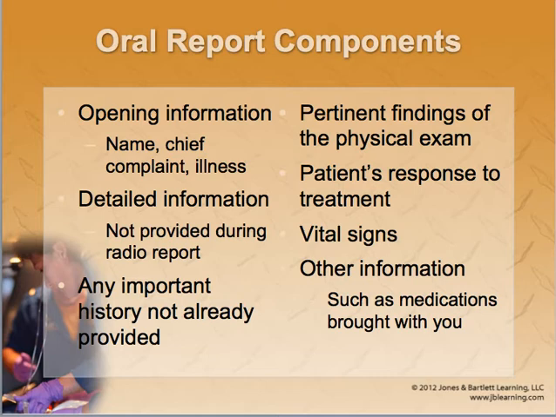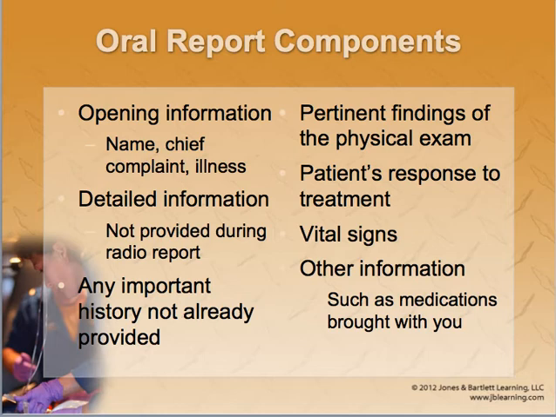Detailed information. This is any information not provided during the radio report. However, the receiving nurse may not be the same person that received your radio communication, so you may need to repeat what you gave in your radio report. Any important history not already provided is very beneficial here because it goes with the transition of care. Your radio report is going to be very short, very to the point, so that they know you're coming and they know you either have a critical patient, not critical patient, or somewhere in between.